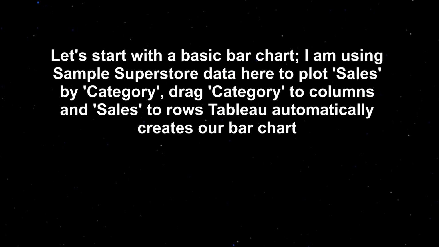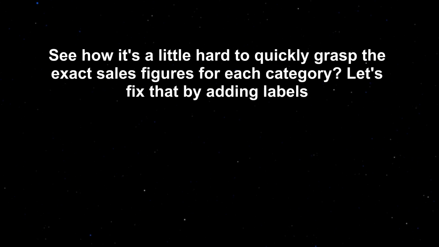Drag category to columns and sales to rows. Tableau automatically creates our bar chart. See how it's a little hard to quickly grasp the exact sales figures for each category? Let's fix that by adding labels.